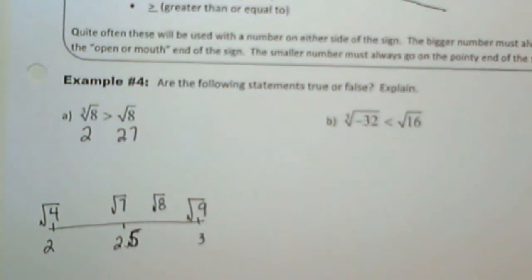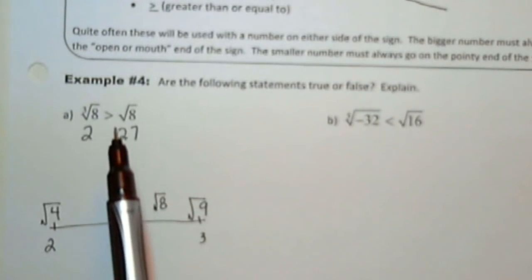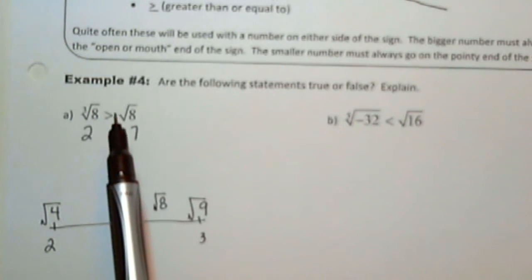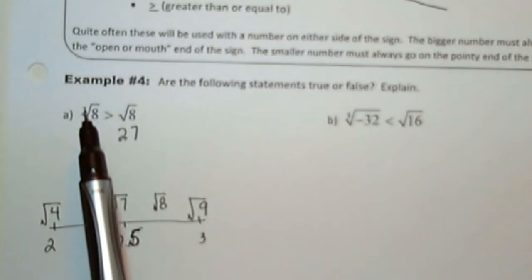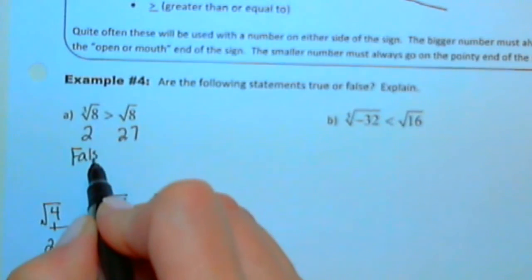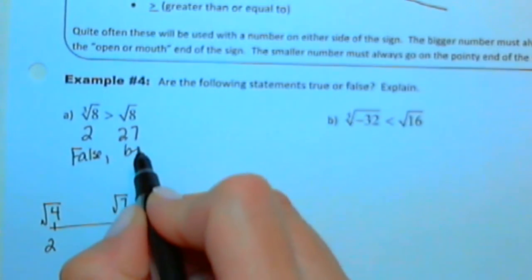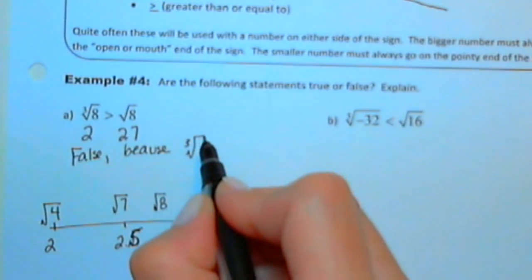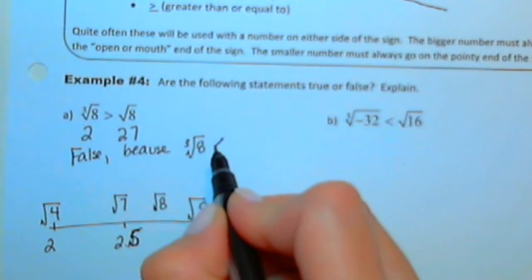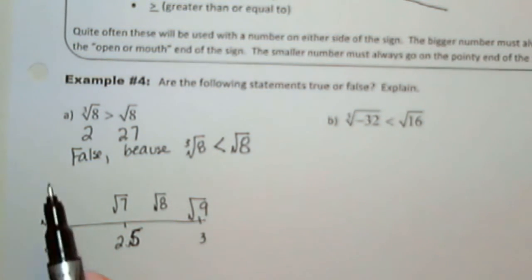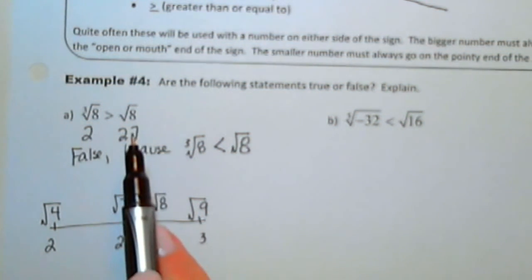Now the exact value of that doesn't matter. Is this correct? Is this guy bigger than this guy? Because right now the big end of my sign is pointing towards him. Well, no, that's false. Because the cube root of 8 is in fact smaller than the square root of 8. 2 is a smaller number than 2.7.